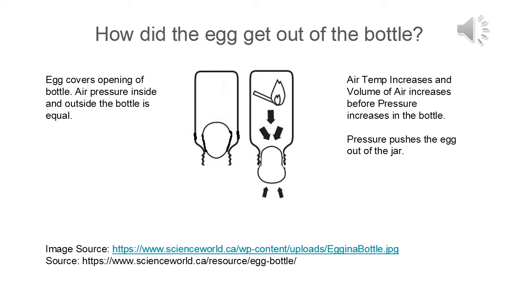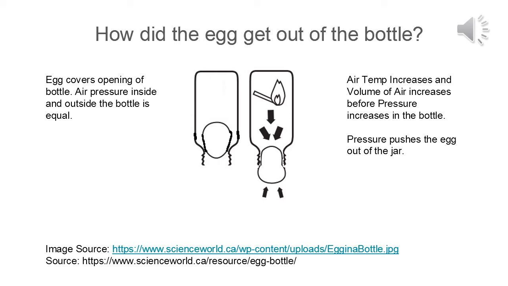If we look at this closer, we can see that when the egg is in the bottle and the bottle is flipped upside down, the egg falls towards the opening of the bottle. We heat up the air inside the bottle and it creates a higher pressure than there is on the outside of the bottle. This higher pressure pushes the egg towards the opening of the bottle until it pops out completely, and then the air pressure is equal on both sides.